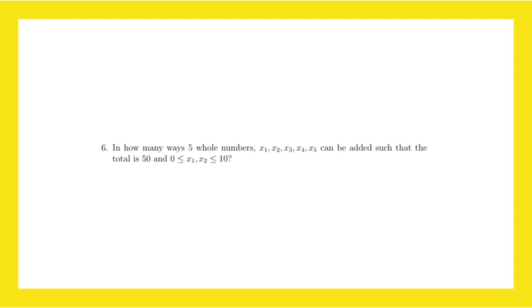Now in the next problem, let us put an upper condition on two variables, but let us keep the condition same. So the new problem is, in how many ways can 5 whole numbers x1 to x5 be added such that the total becomes 50, and the condition on x1 and x2 is that they should be between 0 to 10. Okay, this is similar to the earlier problem, but now the upper limits for both are the same, whereas in the earlier problem they were different. So this is going to be a little easier calculation.